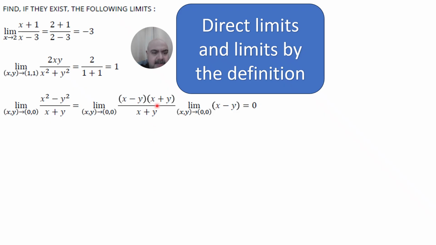And this is what happened. I canceled x plus y from both the numerator and the denominator. I ended up having a limit as x and y tend to 0 of x minus y. Just making this substitution, the value will equal 0. It's really crystal clear, as you can see.